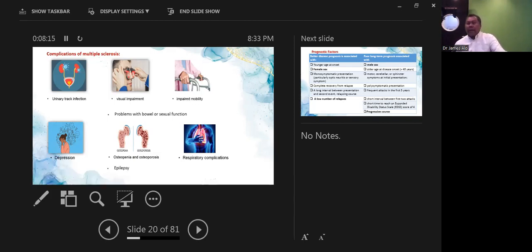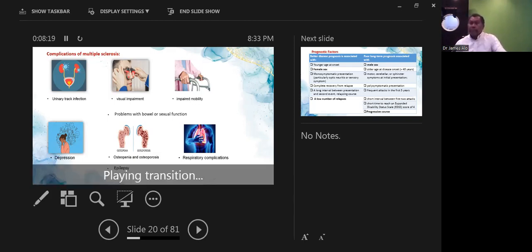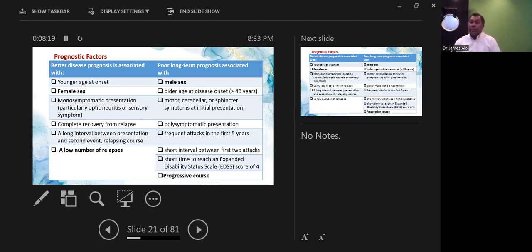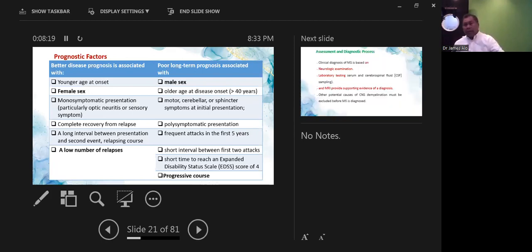Now, next we have the prognostic factors. Better disease prognosis is associated with younger age at onset, female gender, and monosymptomatic presentations, particularly optic neuritis or sensory symptoms. We have complete recovery from relapse, a long interval between presentation and second event, and a low number of relapses.